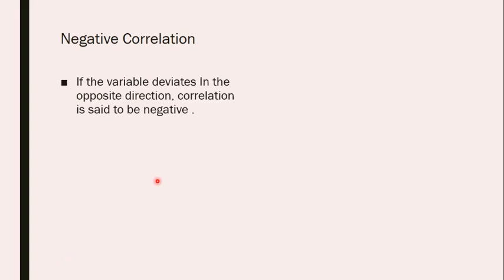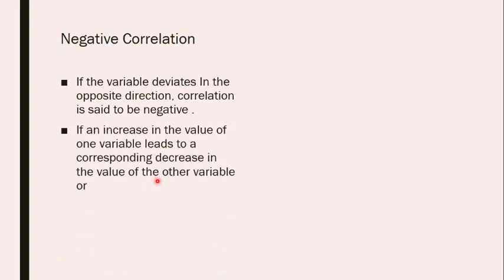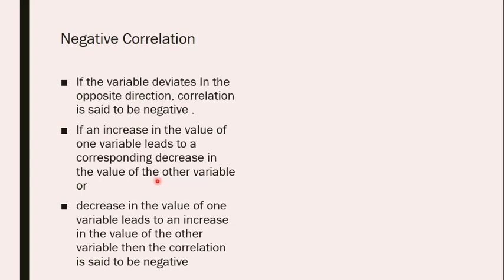So next we will move on to the negative correlation. In a positive correlation, what we talked about was the two variables moving in the same direction. But in negative correlation, it's all about moving in the opposite direction. That is, if you have two variables, x and y will be moving in opposite directions. So let's have a look. If an increase in the value of one variable leads to a corresponding decrease in the value of the other variable, or the decrease in the value of one variable leads to an increase in the value of the other variable, then the correlation is said to be negative.